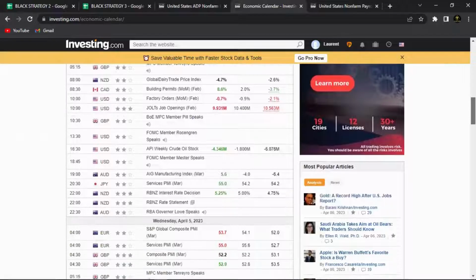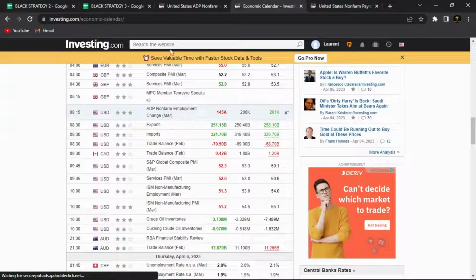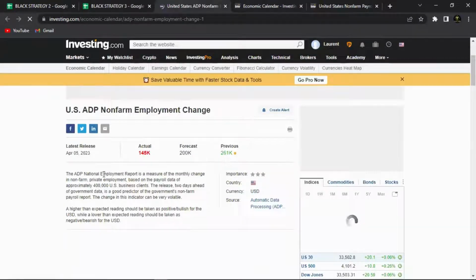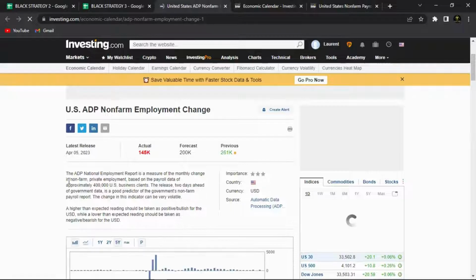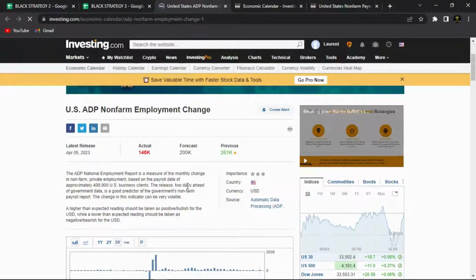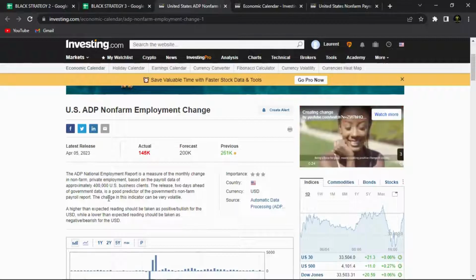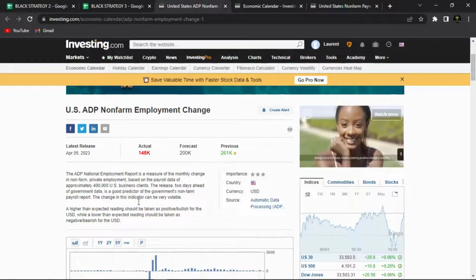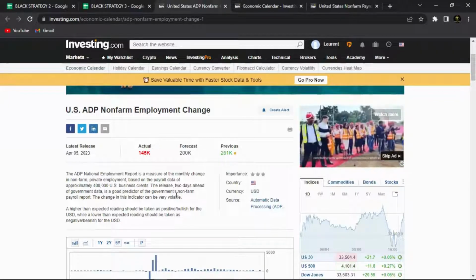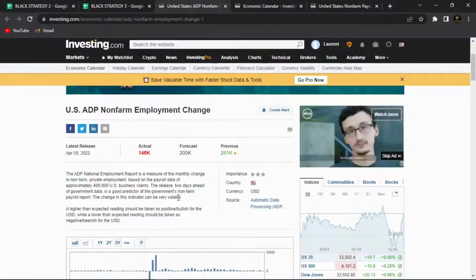The first one is released on Wednesday, and it's called the ADP Non-Farm Employment Change. Now, what's the ADP Non-Farm Employment Change? The ADP National Employment Report is the measure of the monthly change in non-farm private employment, right? Based on the payroll data of approximately 400,000 business clients, the release is 2 days ahead of the government data. So this is for private employment. It's a good predictor of the government non-farm report, and the change indicator can be very volatile.